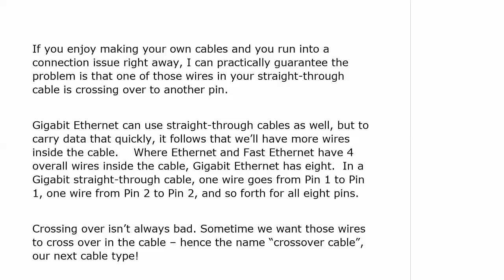Now, Gig Ethernet can use straight through cables as well, but to carry that data, we need some more wires. So where Ethernet and fast Ethernet have 4 wires inside the cable, Gig has 8. And in a Gig straight through cable, I hate to insult your intelligence by telling you this, but one wire goes from pin 1 to pin 1, one wire from pin 2 to pin 2, and so forth for all 8 pins. Now when I mentioned crossing over there, crossing over is not all bad.